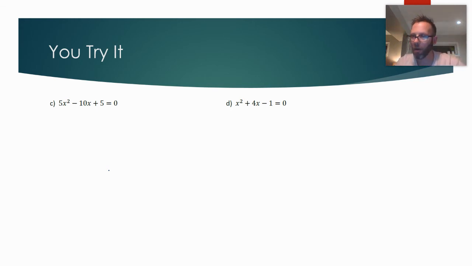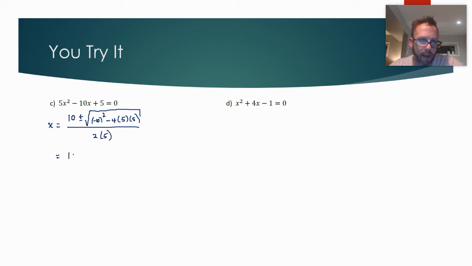All right, so let's do this one. Quadratic formula: negative b, so that'd be positive 10, plus or minus the root of negative 10 squared, minus 4 times 5 times 5, all over 2 times 5. I think I see where this one's going. So we get 10 plus or minus the root of, so that's 100, and then 4 times 5 times 5 is 100 as well. So it's 100 take away 100, the root of 0, all over 10.